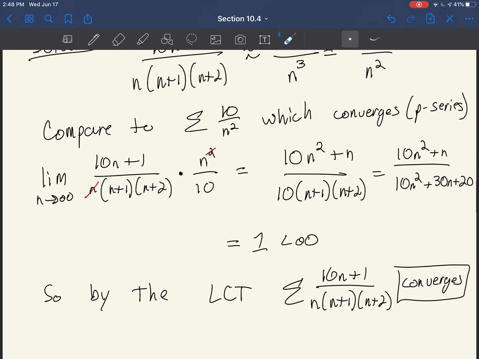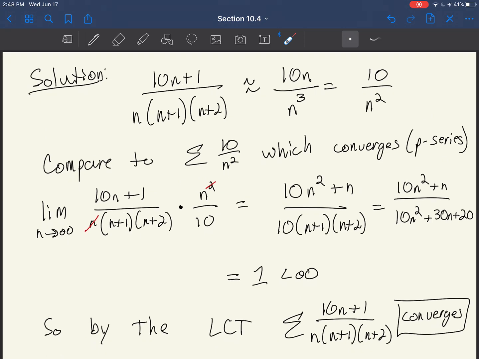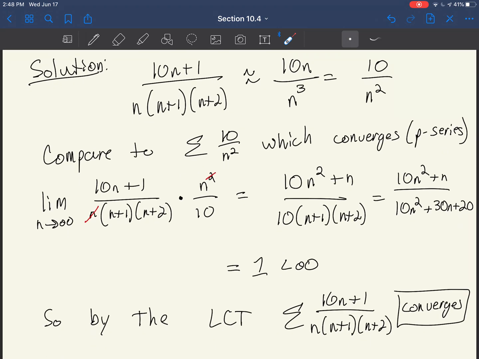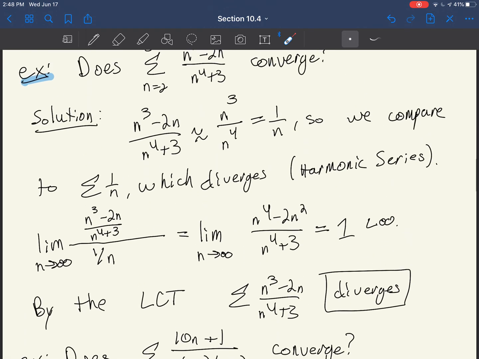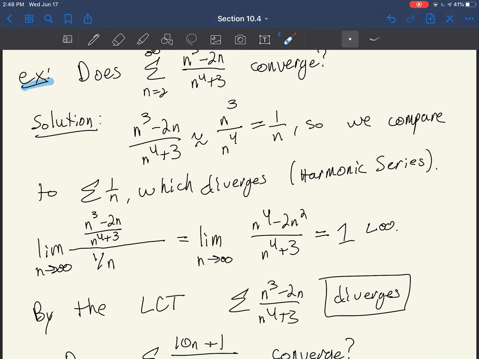So before finishing this video, I'm just going to point one thing out. Notice in all of these examples, I've been very explicit about why things converge. So I said compare this to the summation of 10 over n squared, which converges because of a p-series. And then coming down here, yes, I set the limit, but I explicitly said the limit comparison test says that this series also converges. If we scroll up, you can see I did that up here in the previous example. I said the summation of 1 over n diverges by the harmonic series. So then we're using the limit comparison test to say it diverges.